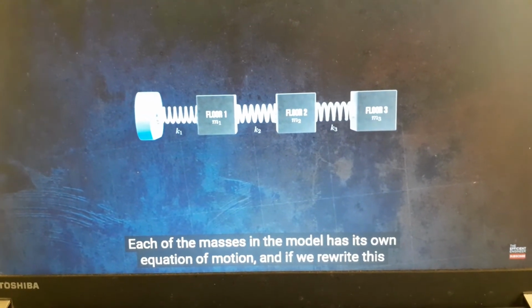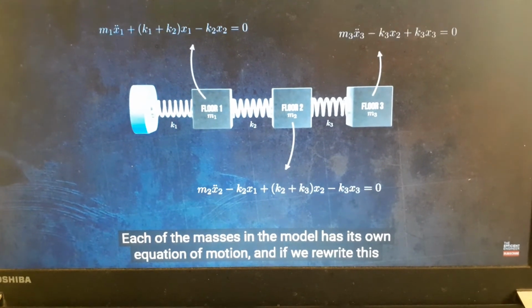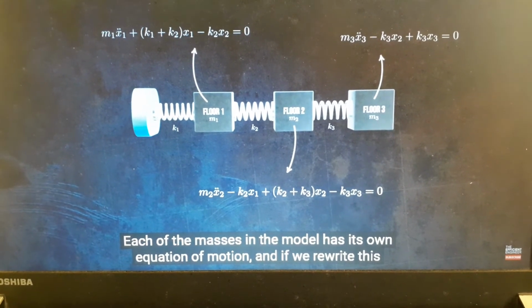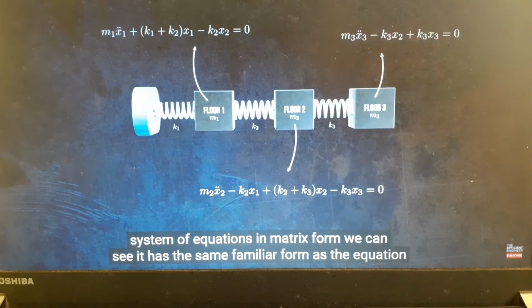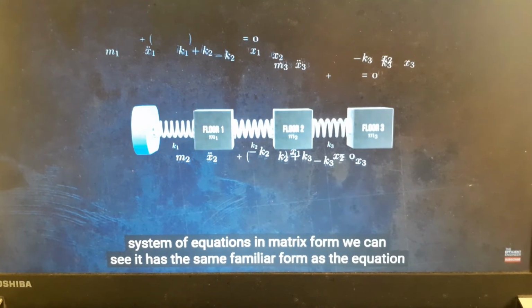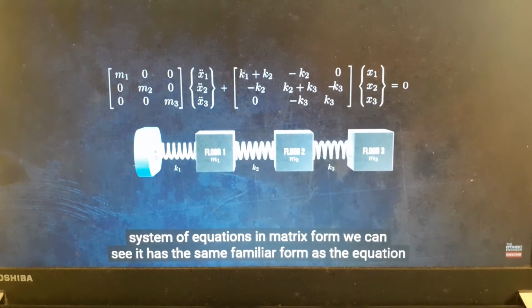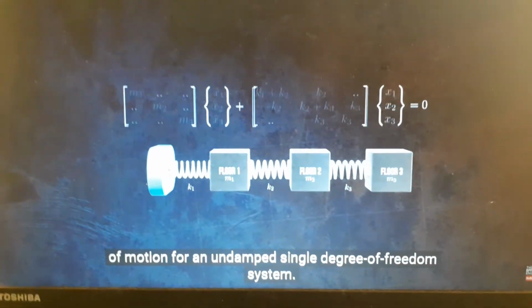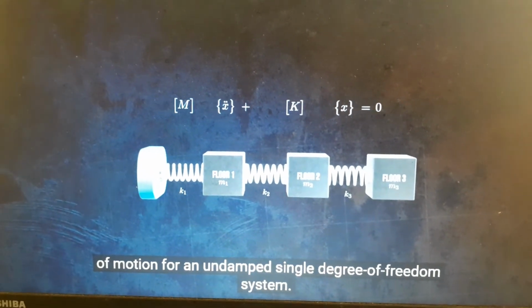Each of the masses in the model has its own equation of motion. And if we rewrite this system of equations in matrix form, we can see it has the same familiar form as the equation of motion for an undamped single degree of freedom system.